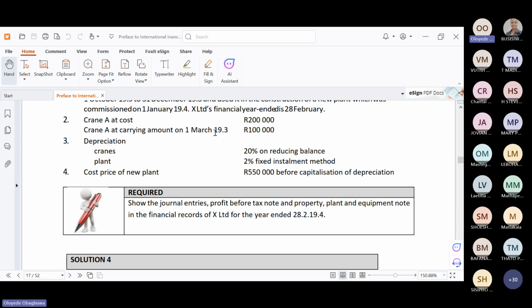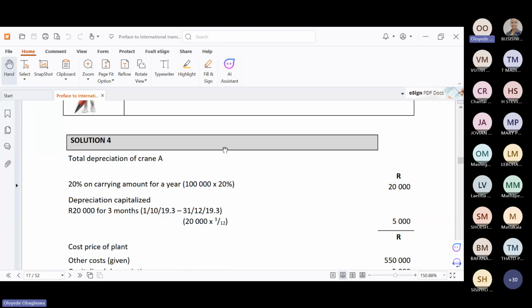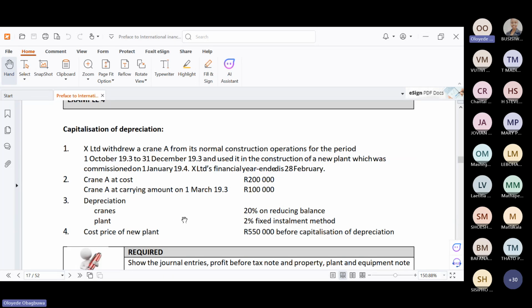That is, the cost is 200,000. It has reduced to 100,000 as at 1st of March. So when you are calculating, you determine the percentage on the carrying amount, not on the cost. Okay? So 20% of the carrying amount of 100,000 is 20,000. The depreciation should be 20,000 a year.